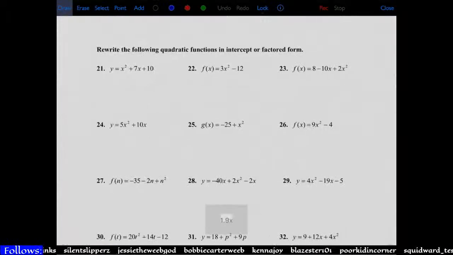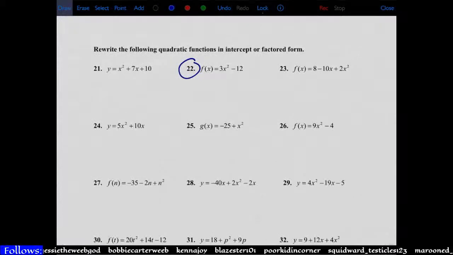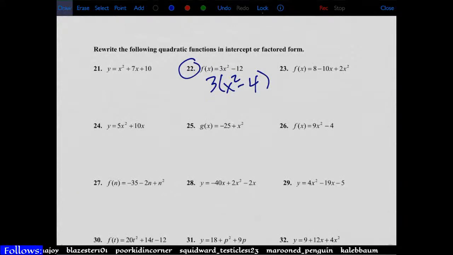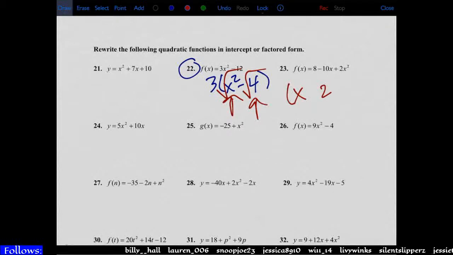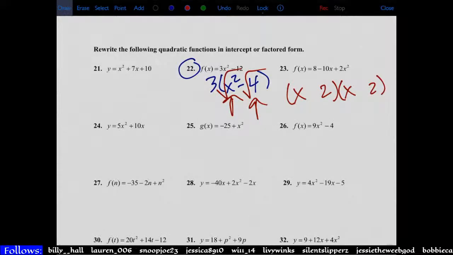Um, 22 is going to be a shortcut one. You factor out the 3 first. And now you can shortcut this thing here. Since C is negative, and B is 0, we can use the square root shortcut on that. So we take the square root of x squared, the square root of 4. So you get x and 2, x and 2, 1 plus, 1 minus, and then don't forget to put the 3 back in.